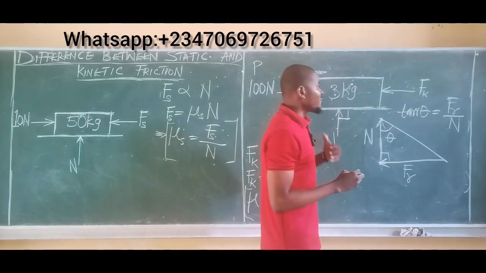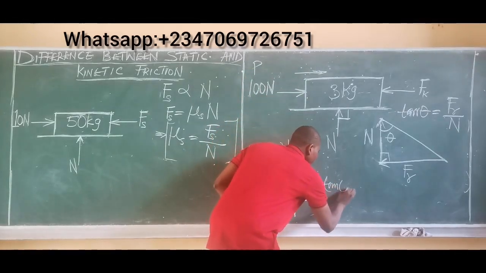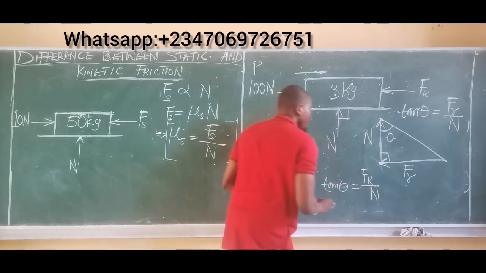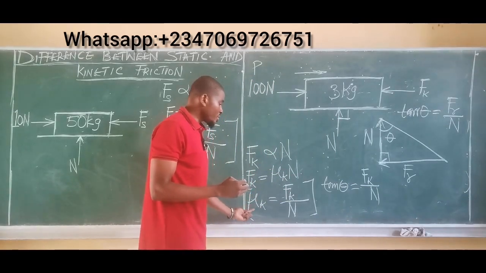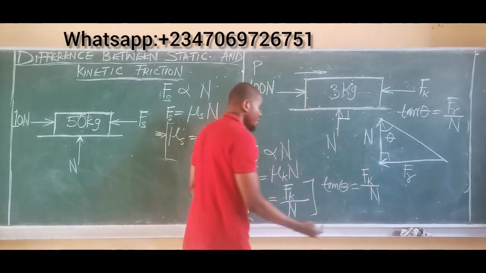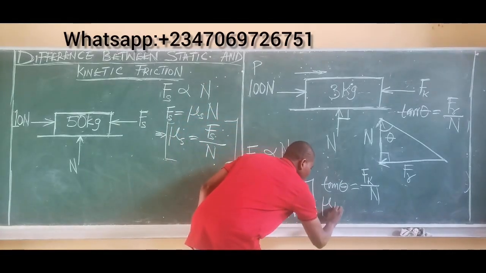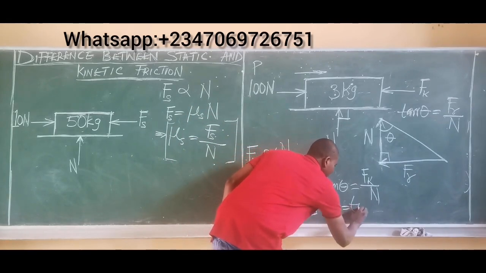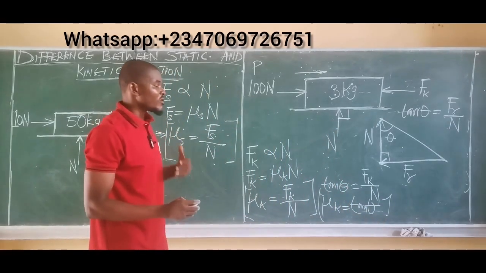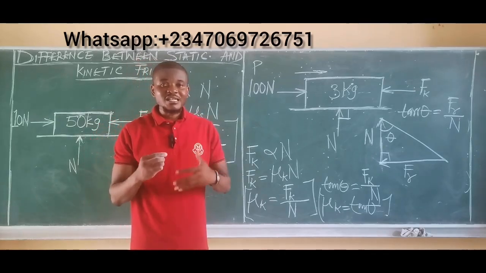So this implies that if the frictional force is a kinetic frictional force, then tan theta is going to be equal to what? The kinetic frictional force Fk divided by the normal reaction. And as can be seen here, mu k simply means Fk over the normal reaction. This implies that in place of Fk over normal reaction, we have our coefficient of kinetic friction. As such, the coefficient of kinetic friction can also be taken simply as the tangent of the angle of inclination. So this is another formula for the coefficient of kinetic friction. If you're given an angle of inclination, then the coefficient of kinetic friction is simply the tangent of that angle.